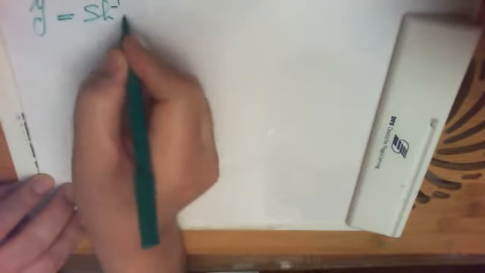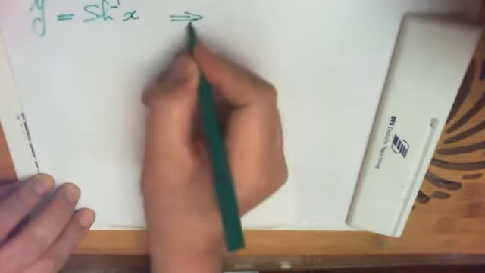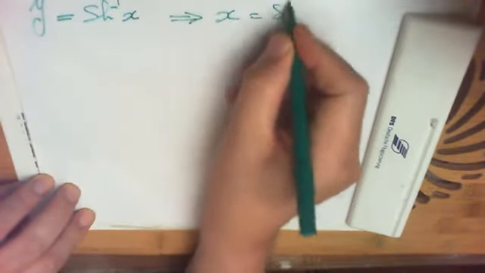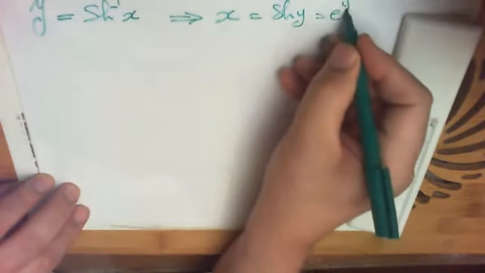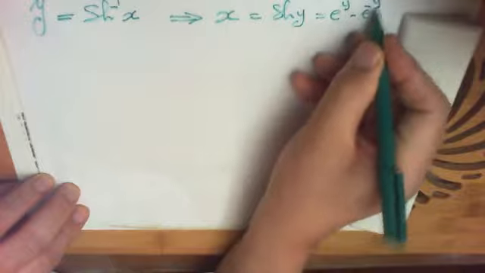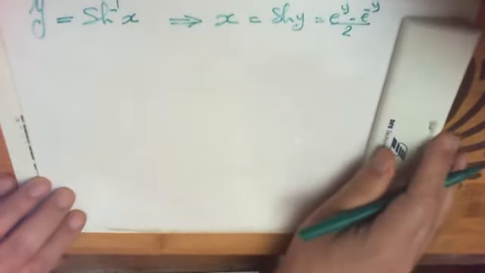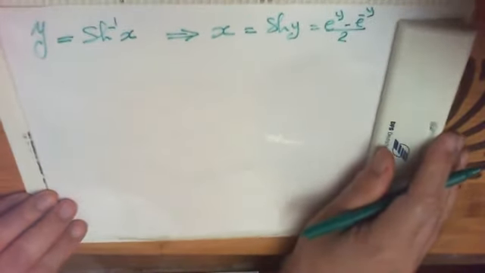Let us do this together. As you know, y equals sinh minus 1 x means x equals sinh y, right? Which is e to y minus e to minus y divided by 2.